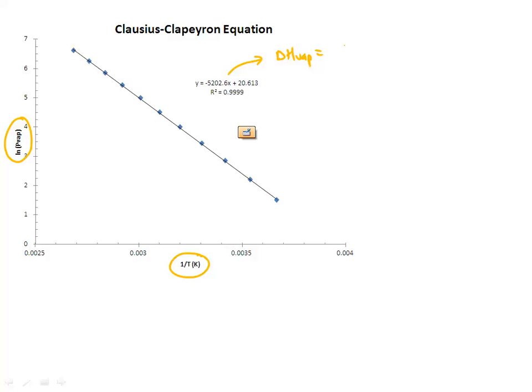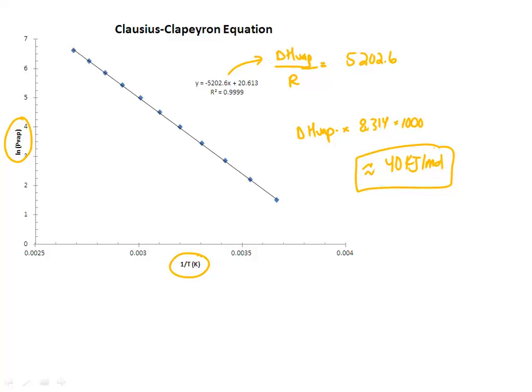equals the slope, 5202.6, times R, to get the real delta H of vaporization value. So take that times 8.314 and times 1,000, and you should get approximately 40 kilojoules per mole, which matches up nicely with the value in the book.